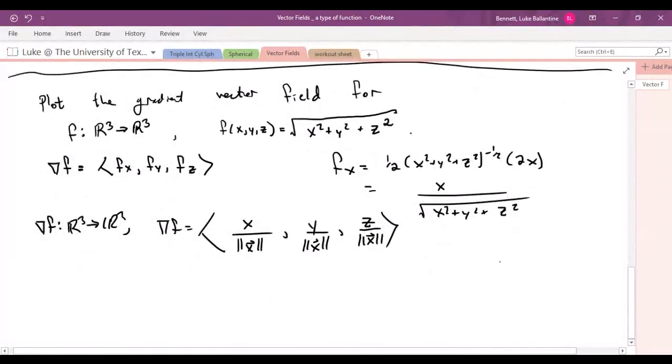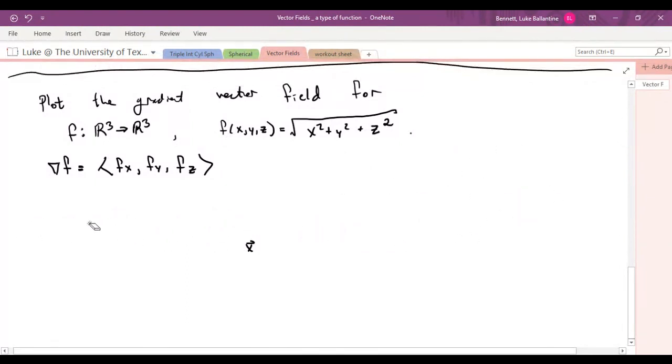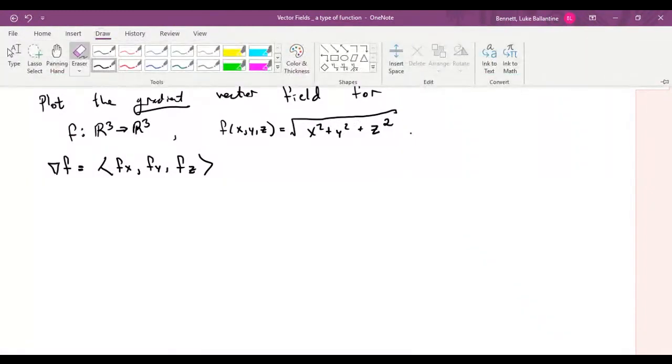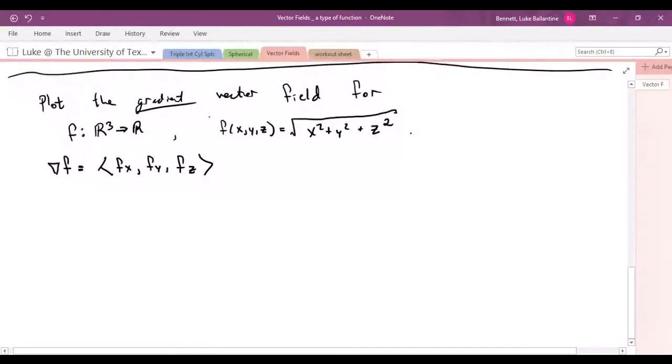Plot the gradient vector. Oh, I already did it, but okay, let's erase this. Plot the gradient vector field for f maps R3 to R3. No, this is f maps R3 to R because we have a scalar output. So yeah, we get a number as an output. This function maps a point in R3 to a number given by the square root of x squared plus y squared plus z squared.